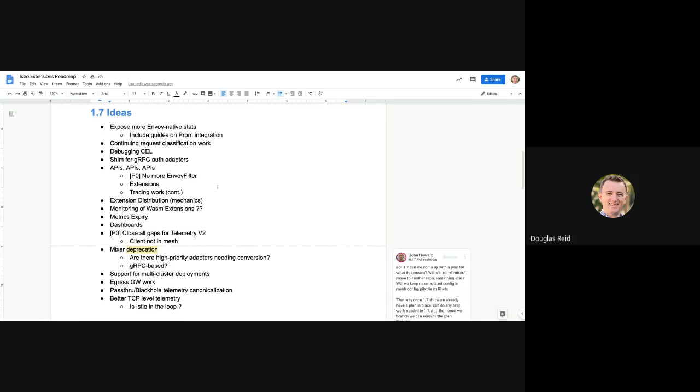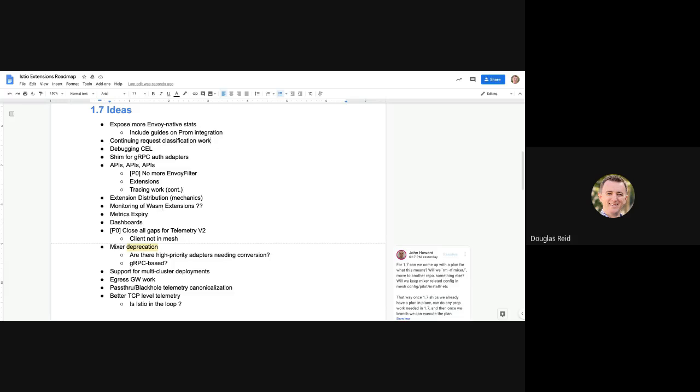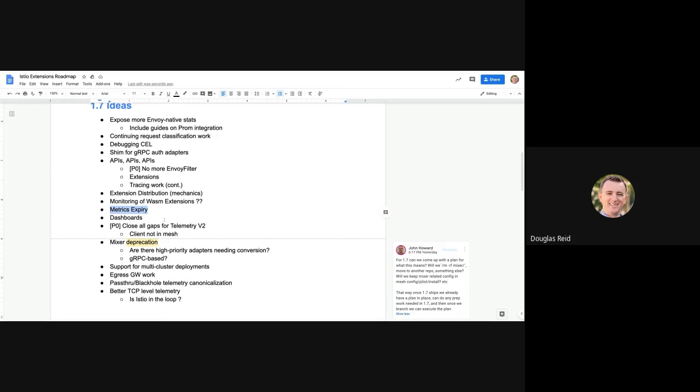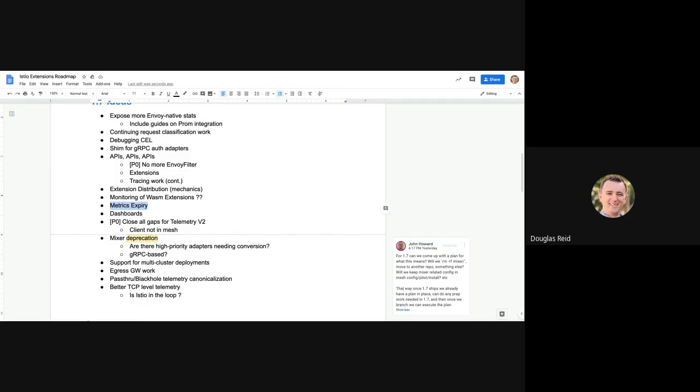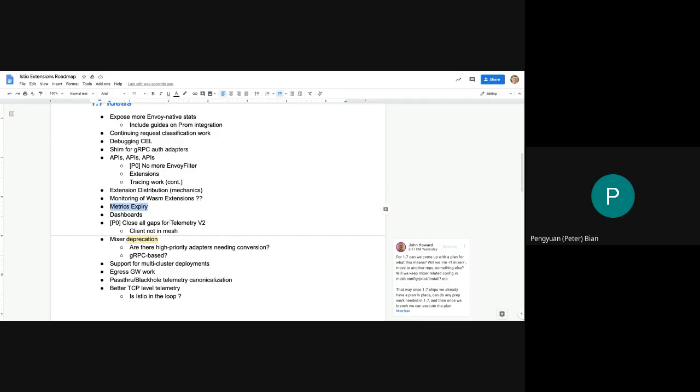Okay. Do we think that this is going to be addressed in 1.7, the metrics expiry? Yeah, I think so. Okay. There's still too many, I think. Like the API, I think, is top priority. Yeah, API is the top priority.